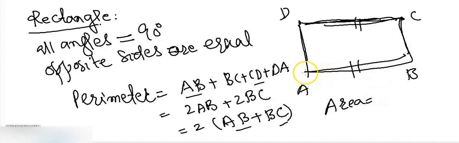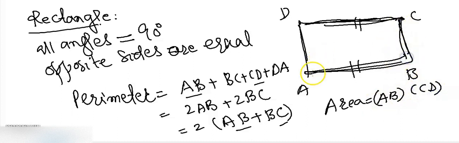How do you calculate area? So area is going to be AB multiplied with CD, or maybe you can do AD multiplied by CD, so any of the adjacent sides are multiplied. I hope that makes sense to you.